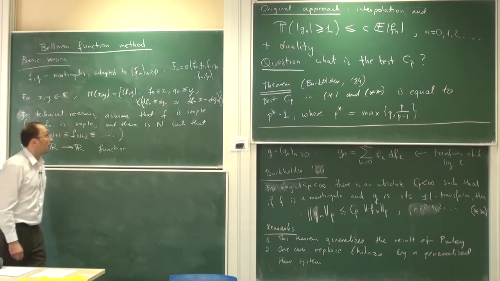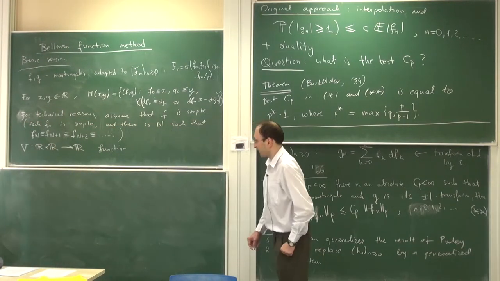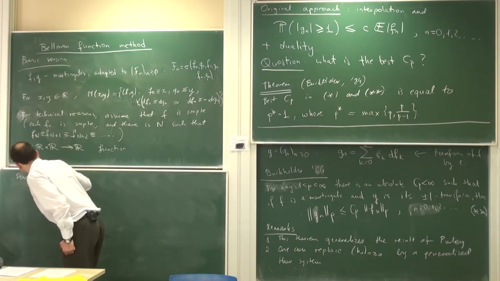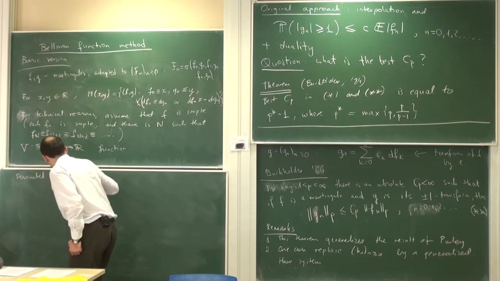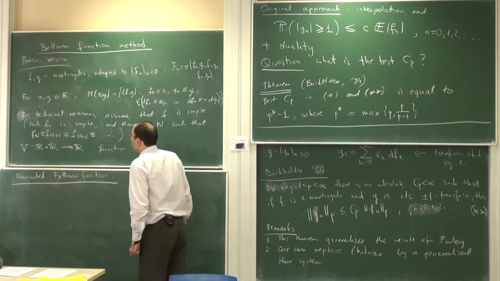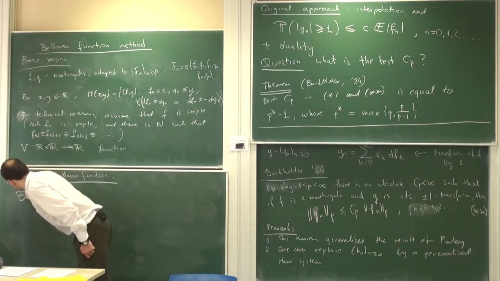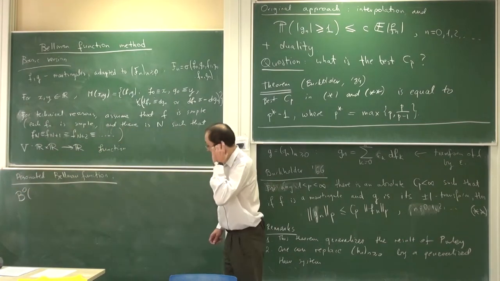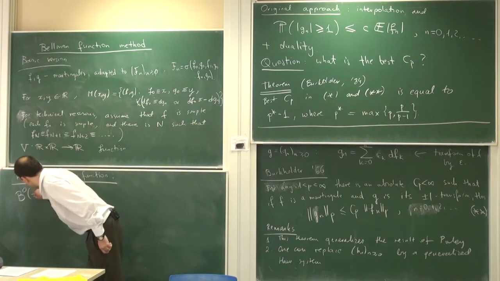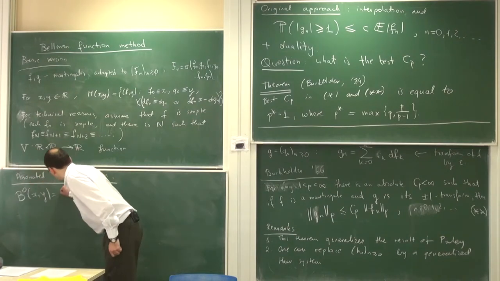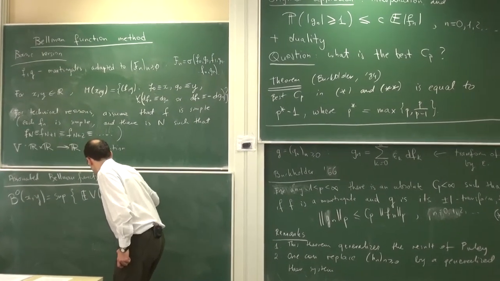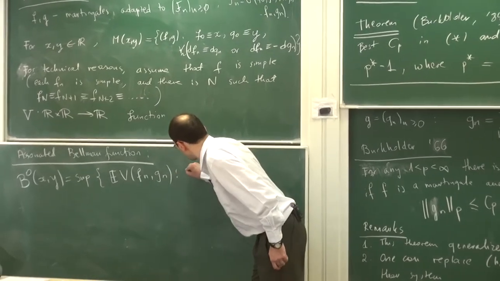So now we can introduce the associated Bellman function. I will use this notation throughout all the talks. So this B0 will be the... so perhaps let me write this down.